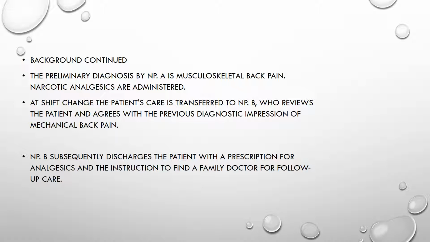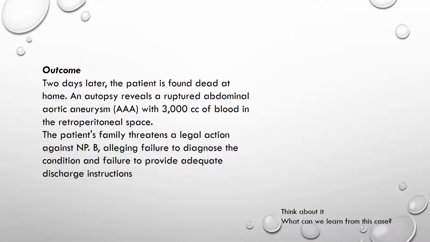At the shift change, the patient's care is transferred to a different nurse practitioner, who reviews the patient and agrees with the previous diagnostic impression. That NP subsequently discharges the patient with a prescription for analgesics and the instruction to find a family doctor for follow-up care. Outcome: 2 days later, the patient was found dead at home. An autopsy revealed the patient had a ruptured abdominal aortic aneurysm with 3,000 cc's of blood in the retroperitoneal space. The patient's family threatens legal action, alleging failure to diagnose the condition and failure to provide adequate discharge instructions.